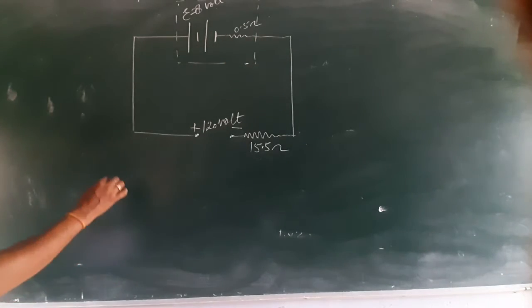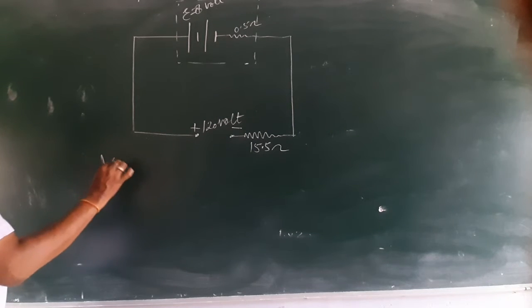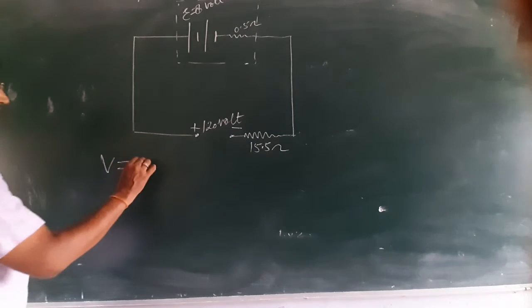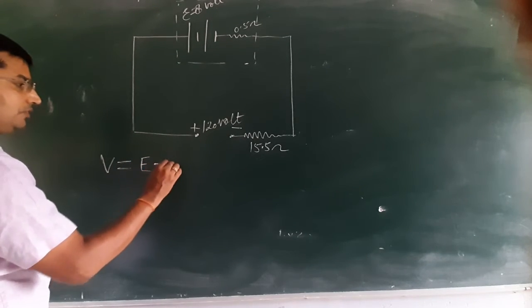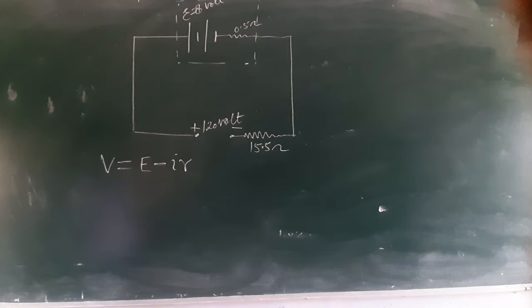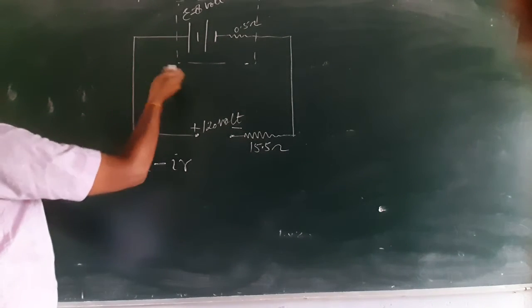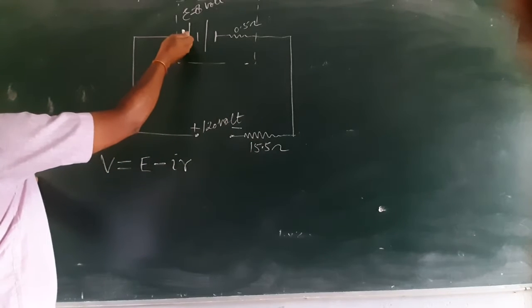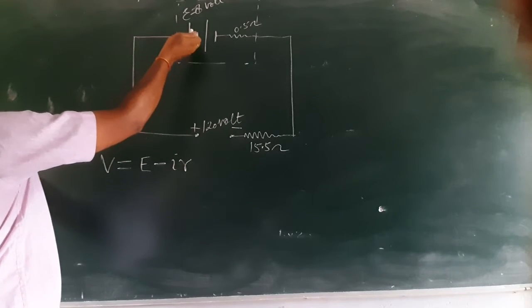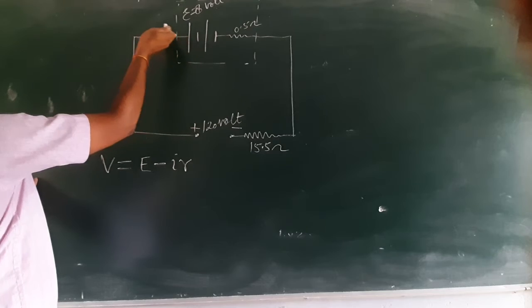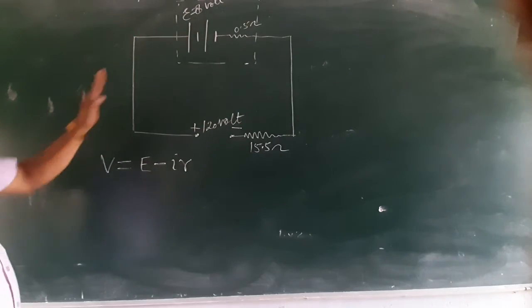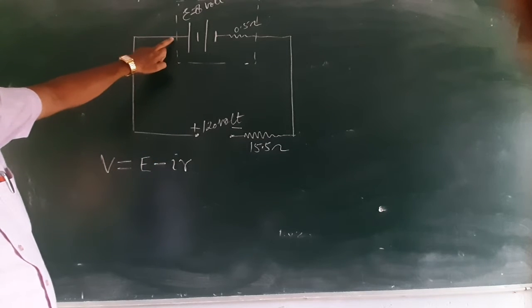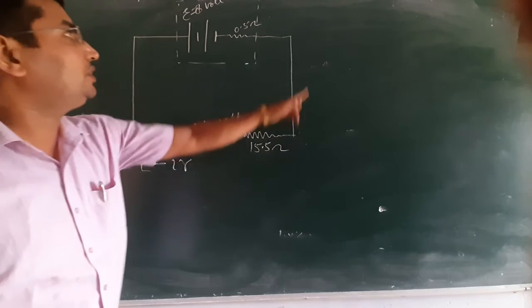What about the terminal potential difference? All of you are aware of the formula of terminal voltage, terminal potential difference: V is equal to E minus IR. Actually, this is the formula. But here, what is the case? In general connection, in external circuit, the battery supplies electric current from positive terminal towards the negative terminal.